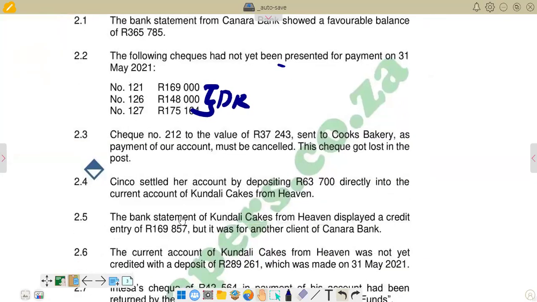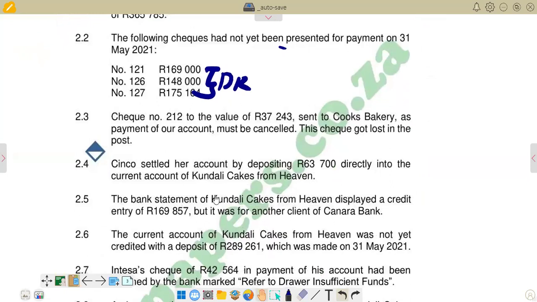2.5, the bank statement of Kundali Cakes from Heaven displayed the credit entry of 169,857, but it was for another client of Canara Bank. So what does it mean? It means on the credit side of our bank statement, we have got 169,857, which does not belong there. It's money that was deposited into our account. Remember, when money is deposited, our bank statement is credited. So we have to remove this amount.